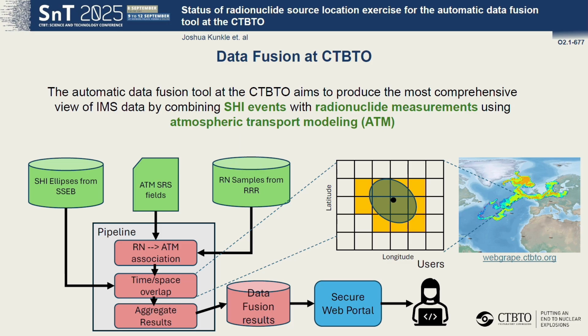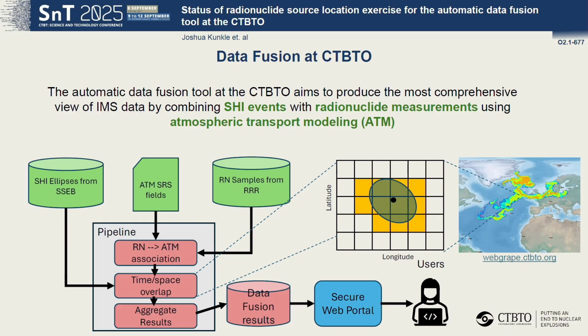So thank you. This is some work that has been ongoing at the CTBTO with a lot of help from my colleagues. At the CTBTO, we do our data fusion. This is our automatic tool that produces matches between SHI ellipses and radionuclide samples using atmospheric transport modeling. You can see a little diagram here of how we may have an SHI ellipse, and when the SRS field associated with the radionuclide measurement overlaps it, we mark that as a match. We provide this on the secure web portal for users to further analyze.